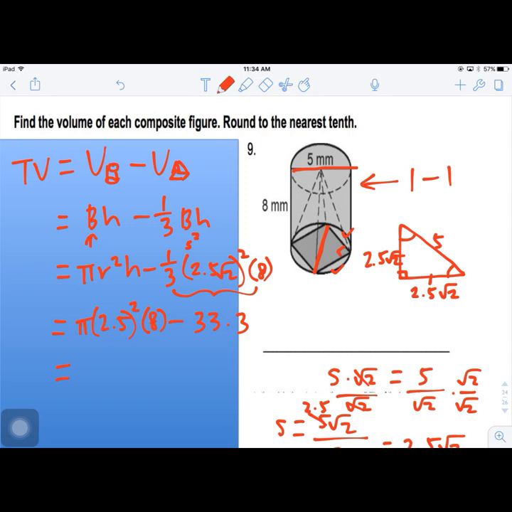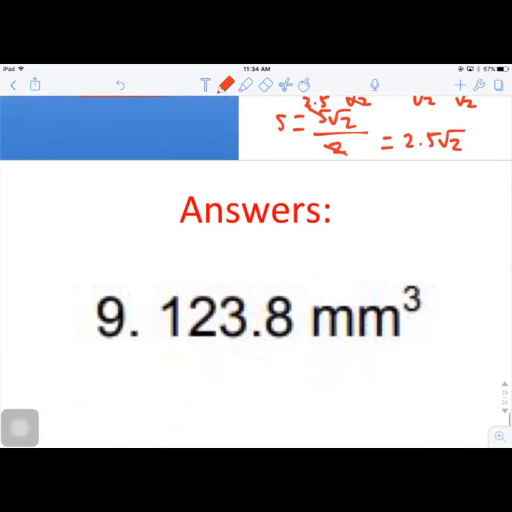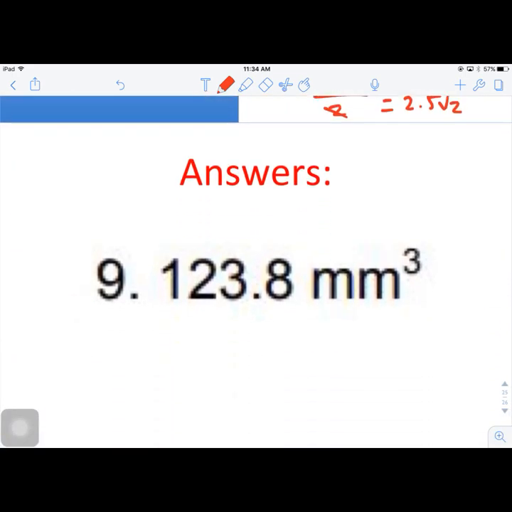And when you subtract and combine, go ahead and use a calculator to assist you with this. You should get 123.8 millimeters cubed for the final answer. And that is the total volume for the composite figure after you subtract the pyramid from the cylinder. And that is, again, the answer right here.